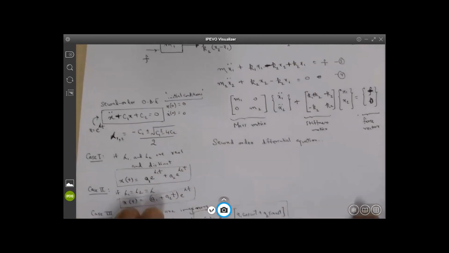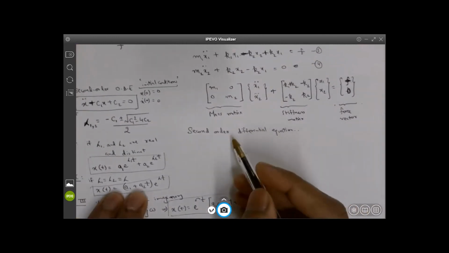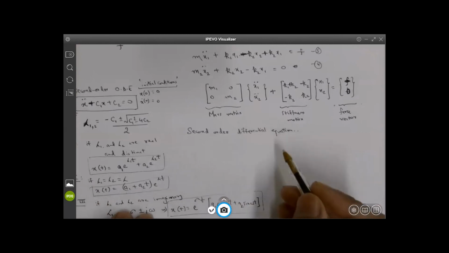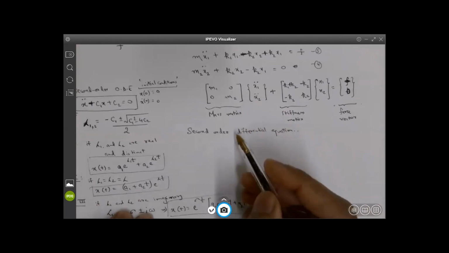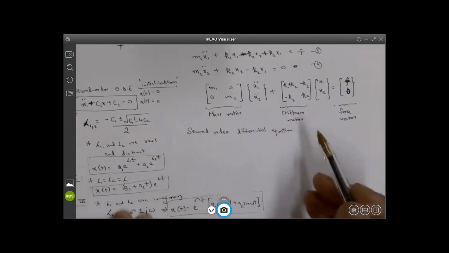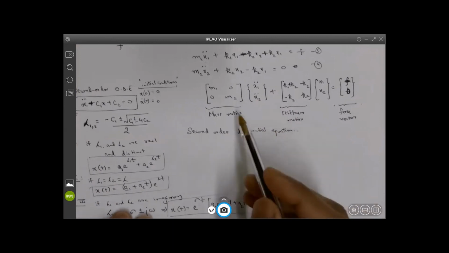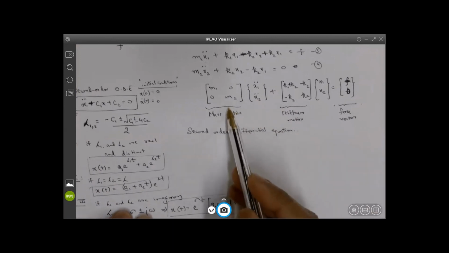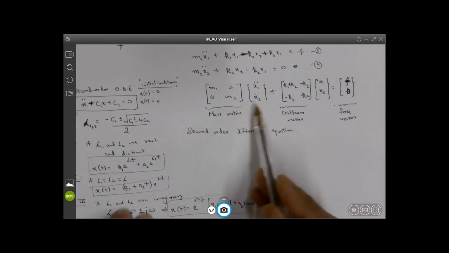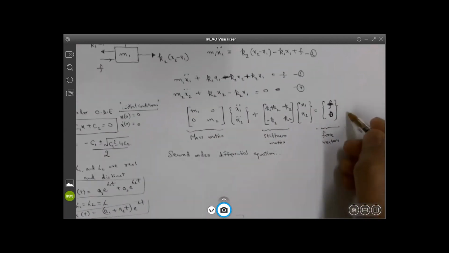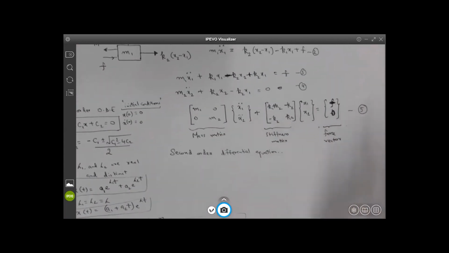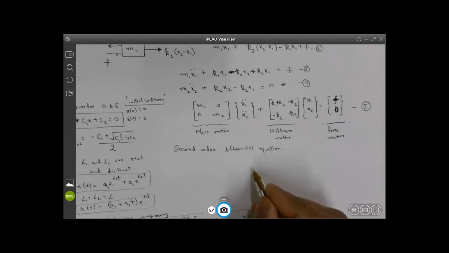So we are going to use the things that we have learned so far: we are going to diagonalize the matrices. What do I mean by diagonalize? I am going to rewrite this equation, let me call it equation 5, and write it as x1 double dot, x2 double dot.